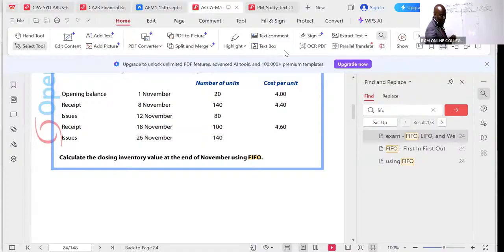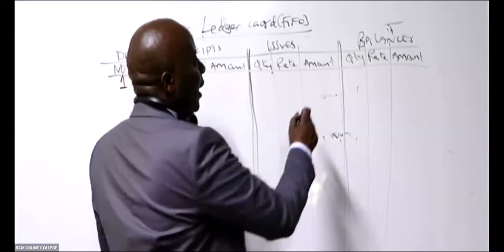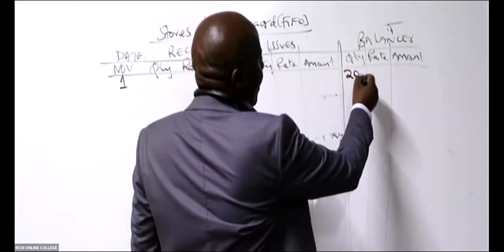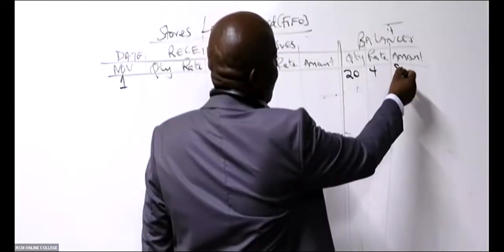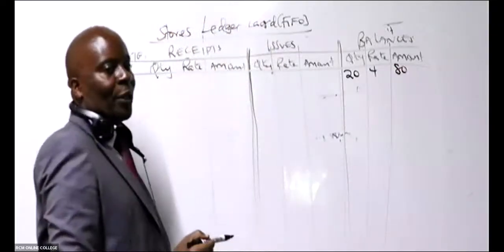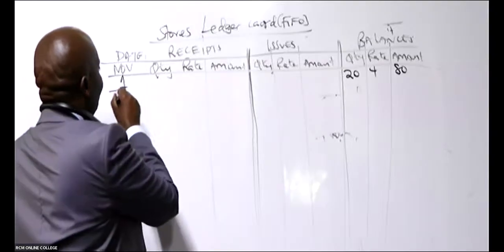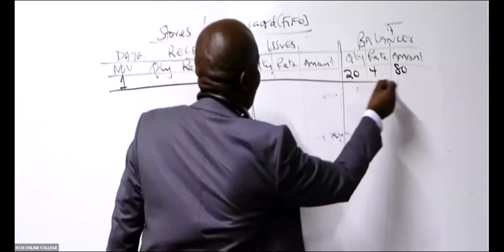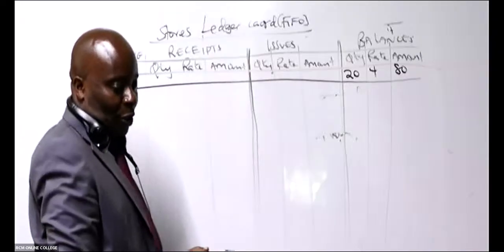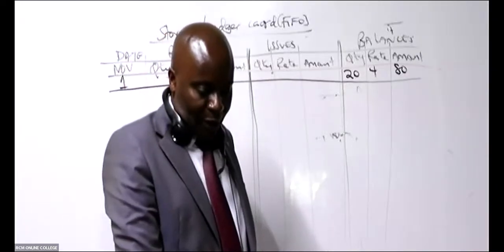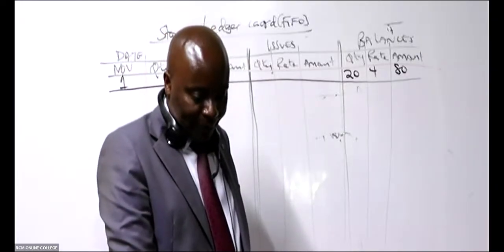20 and 4. Is that okay? So you write here in the balances, 20 at 4. So meaning that the amount is how much here, somebody? Because that is the rate, cost per unit. So then we go to the next date. What happened on the next date?